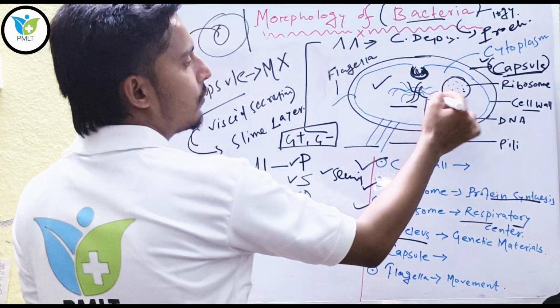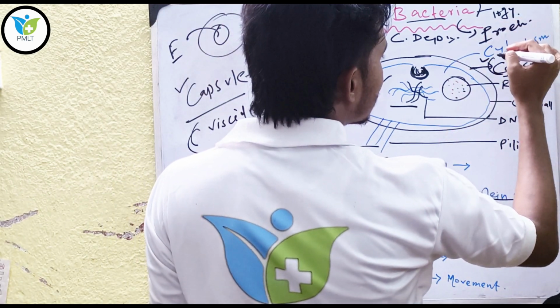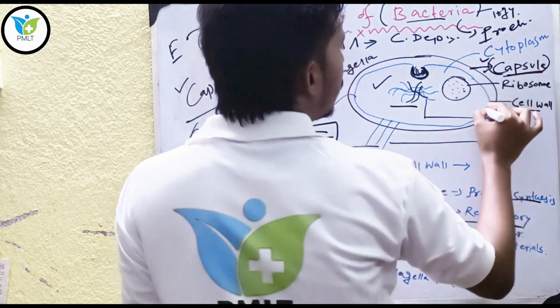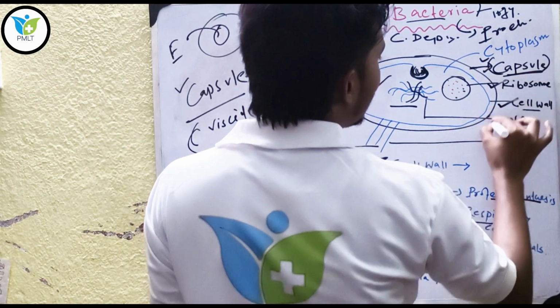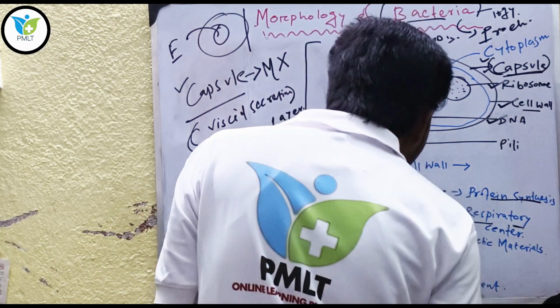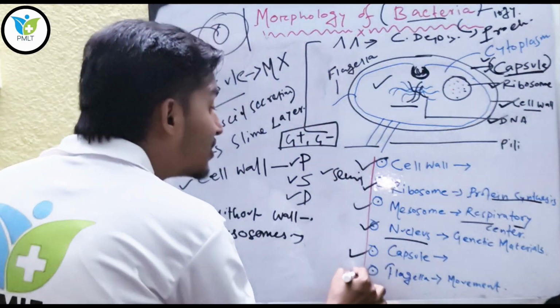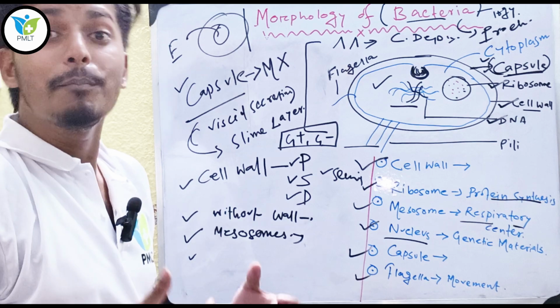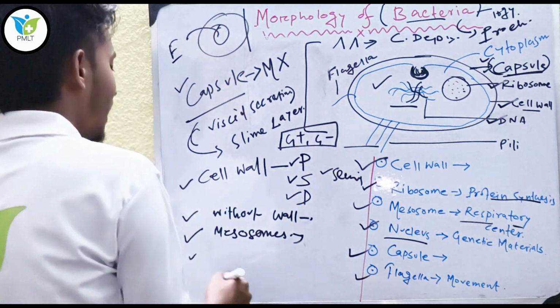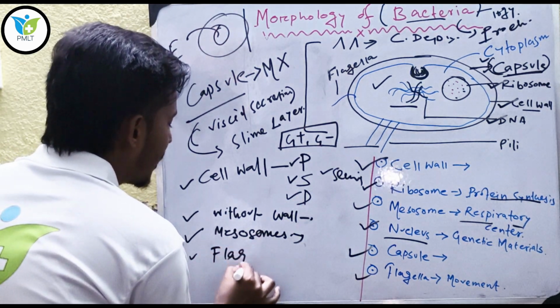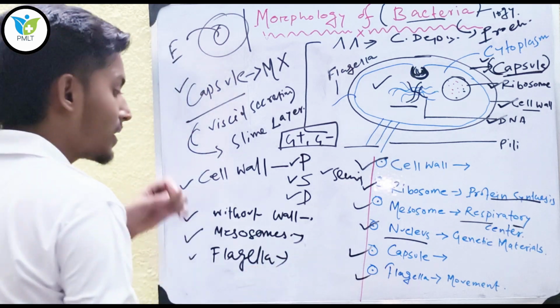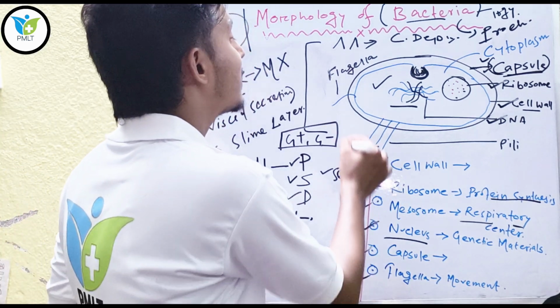After that, which things have we understood? See here, we have understood the capsule, the ribosome, the cell wall, the DNA. Now we have to understand the flagella. It is also an important thing. What is the function of flagella? Firstly, you have to understand what flagella is.